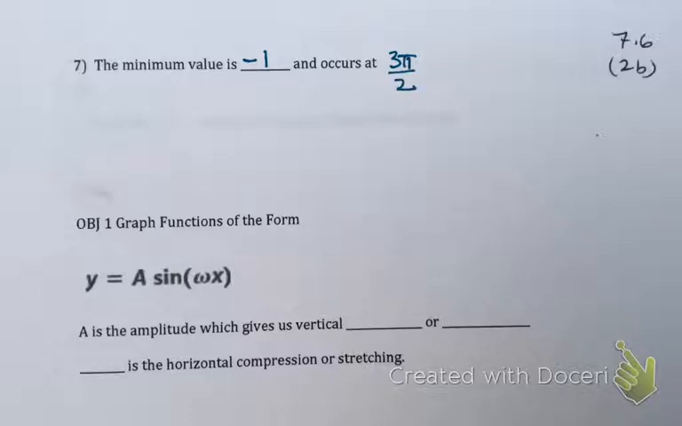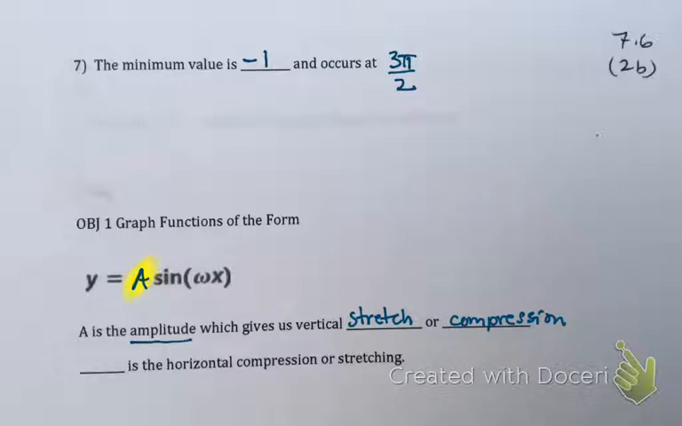Alright, the next objective asks you to graph the function with transformations. So the a that you see here is called amplitude. That's going to be the height of the graph. That gives us vertical stretch or compression. It should be an M. Here, let me just erase that so you can read it. So once again, vertical stretch makes it taller, or compression makes it smaller.